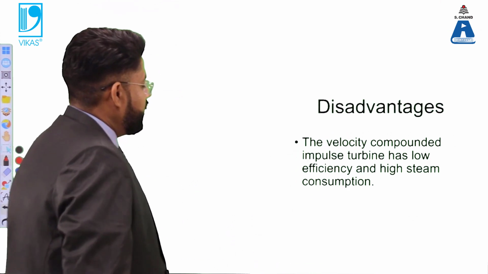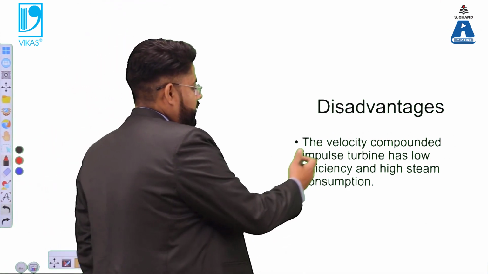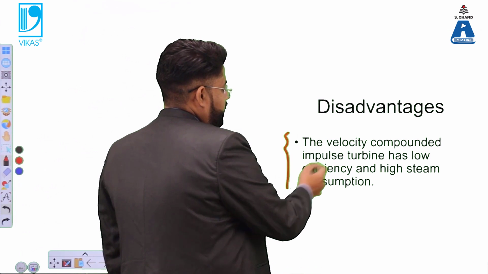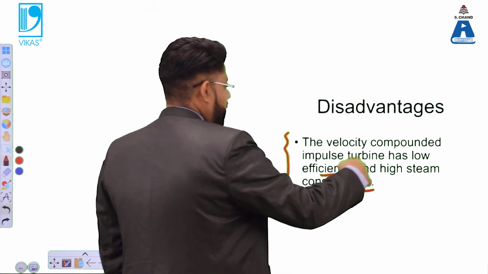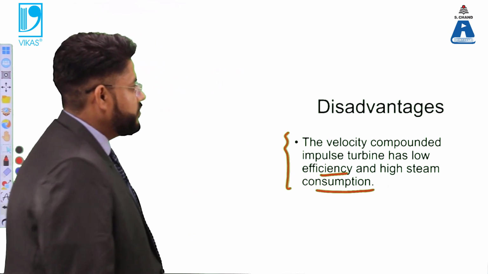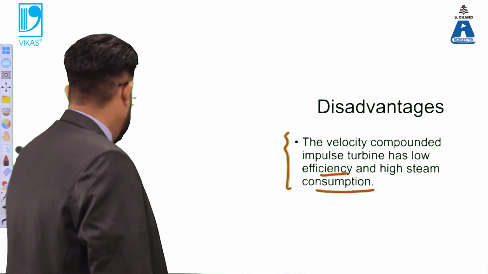and the cast iron cylinder that may be used can be a material saving aspect of the same. There are certain disadvantages of this velocity compounding. The major disadvantage is it has low efficiency, and the steam consumption here is very high. So this is one of the major drawbacks of this process.